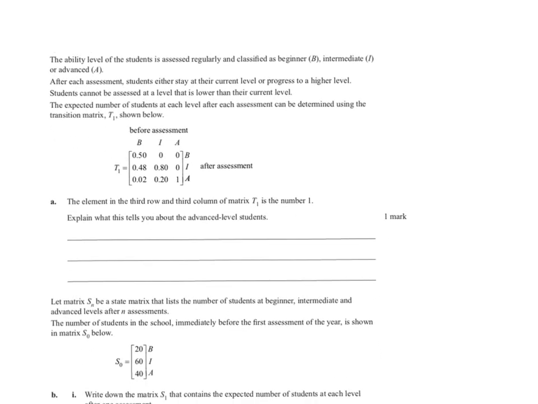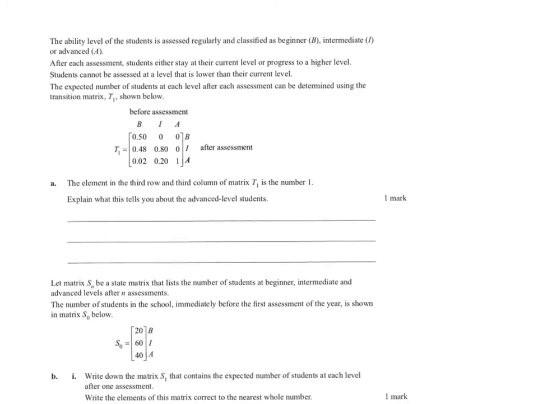Okay, the ability level of students is assessed regularly. They're classified as beginner, intermediate, or advanced. Matrices is very worded. After each assessment, students either stay at their current level or progress to a higher level. Students cannot be assessed at a level that is lower than their current level. The expected number of students at each level after each assessment can be determined using the transition matrix below. What it's saying is students at the three levels can move up the ranks. They cannot move down the ranks at all.